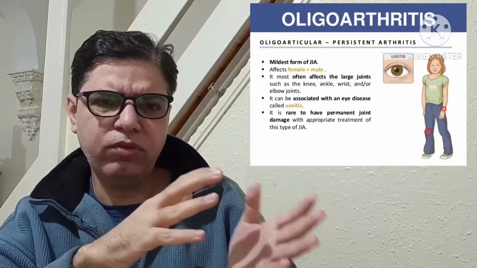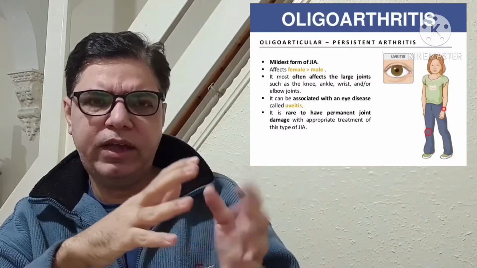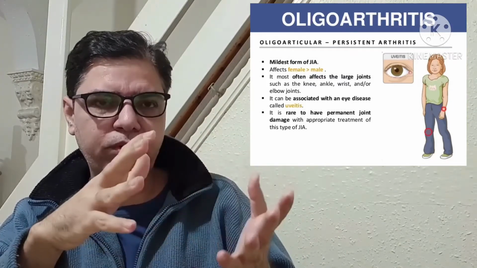And there are again 2 types. It could be a persistent oligoarticular type of JIA, where let's say 2 or 3 joints are involved, and then they remain affected in the future course of illness. The disease does not progress to other joints.